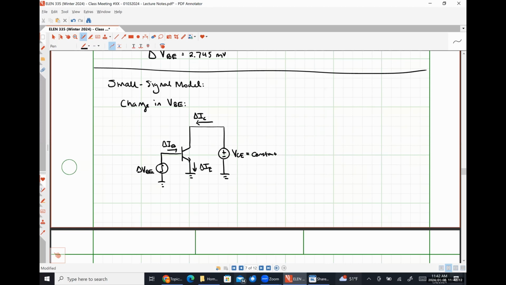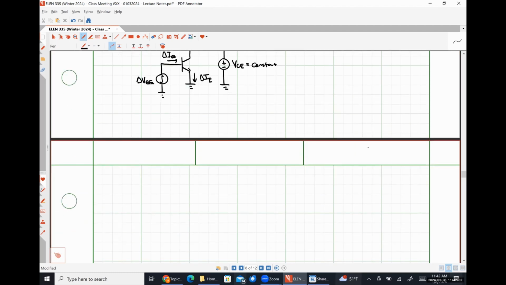Because we know that the base current is related to the collector current by beta, and the collector current is related to the emitter current by alpha, effectively. So if we can figure out the change in one thing, we can figure out the change in all of them, okay?